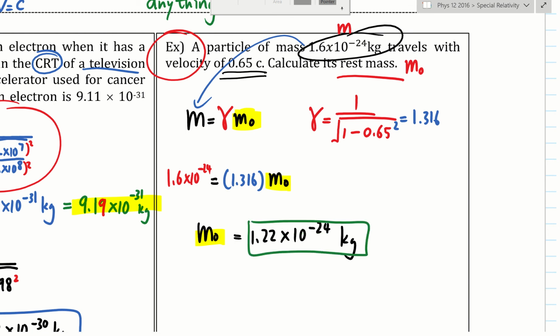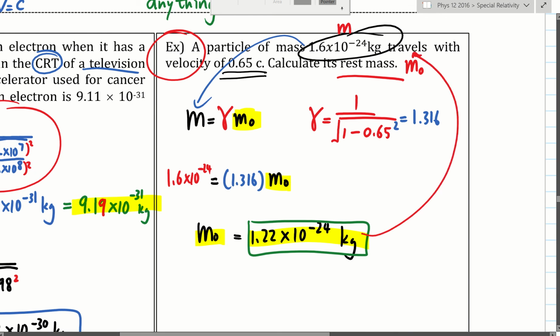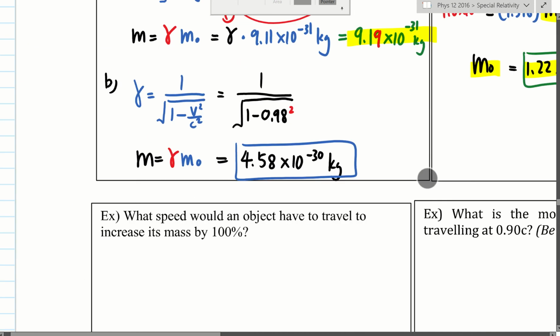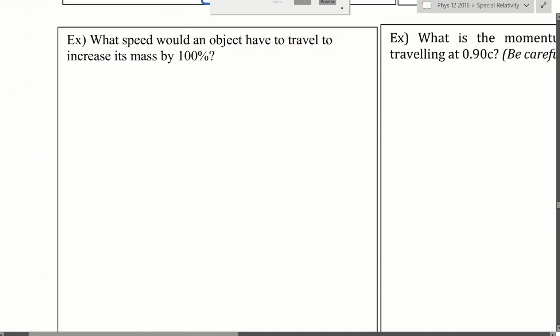Of course, the rest mass is less heavy than the increased mass, right? It makes sense because when you go faster, your mass increases. So this is your original mass of the object when it's not moving. When it's moving, it becomes 1.6. All right.